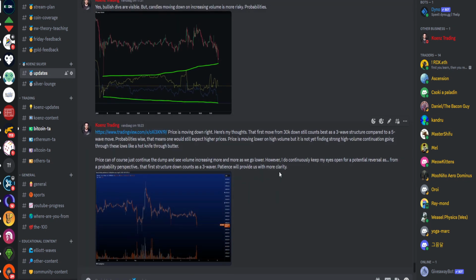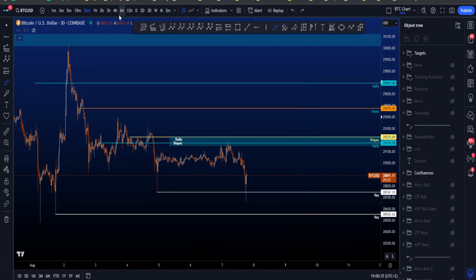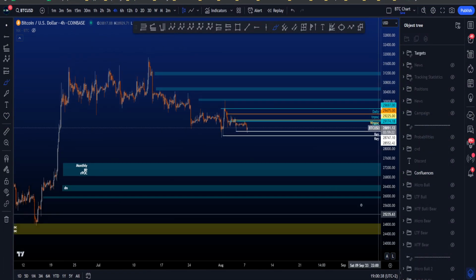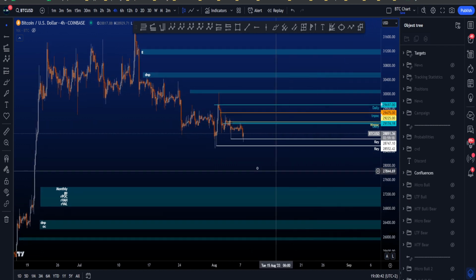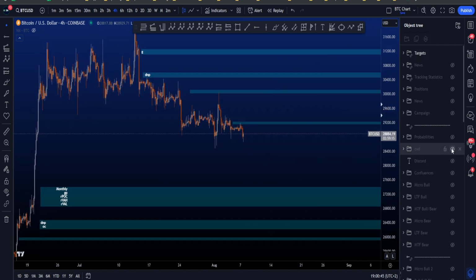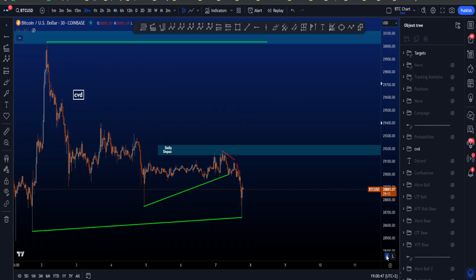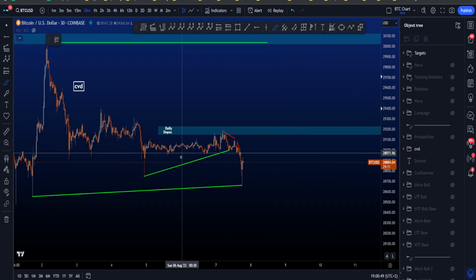Of course, you see a lot of CVD divergences as well, a little bit of my thoughts. And this one is very important over here, where at the end, I do say that based on the three-wave structure that we have from 30k to the downside, as I highlighted in this video, probabilities-wise, it still means that one would still expect higher prices, right? And that is why, when we eventually go towards the probabilities at the end of the video, the probabilities are still a little bit higher for price to at least move to higher levels before moving down to, let's say, 27k.